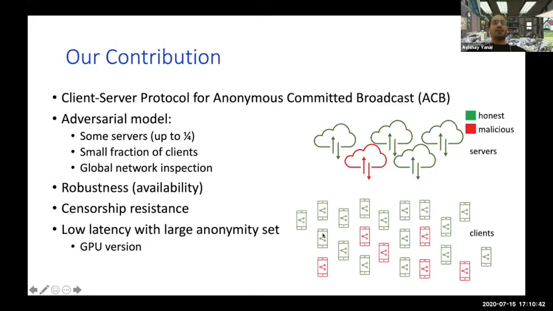We demonstrate that Blinder has a very low latency compared to previous systems in the same model, like Riposte or Honey Badger. In particular, the Blinder protocol is amenable to a GPU implementation, which drastically reduces the latency.